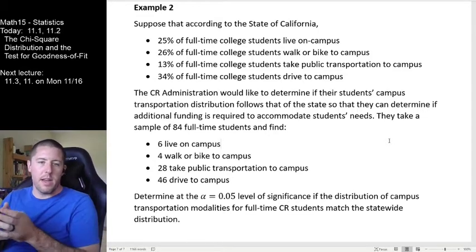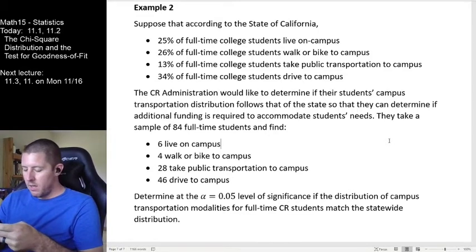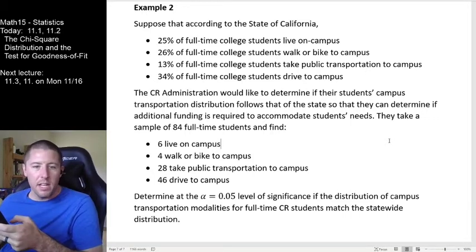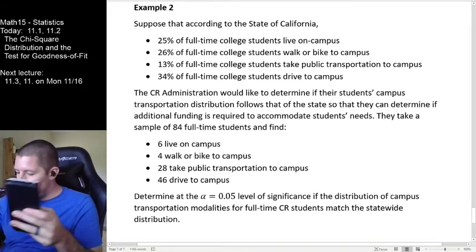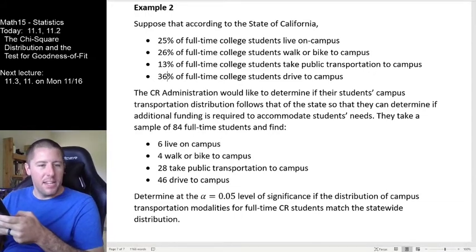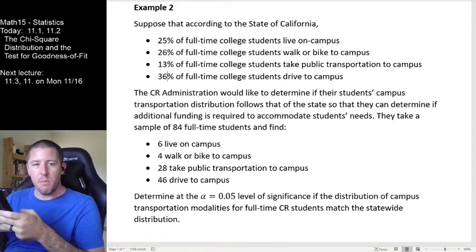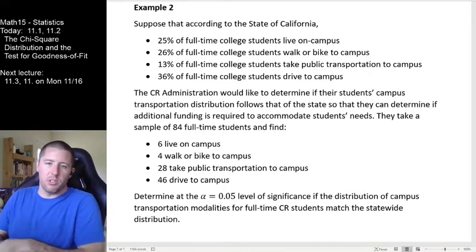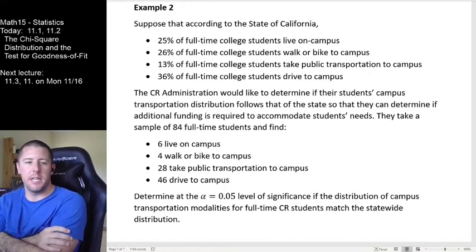And let me do a real quick sanity check right here. 25 plus 26 plus 13 plus 34. Oh my gosh, that's hilarious. Is not 100. I did my math wrong. I'm glad I did the sanity check. See, that's why we do those things, people. I add them all up and I only got 98, which is a little bit embarrassing. So I'm just going to artificially plop an additional 2% into the drive to campus scenario here.